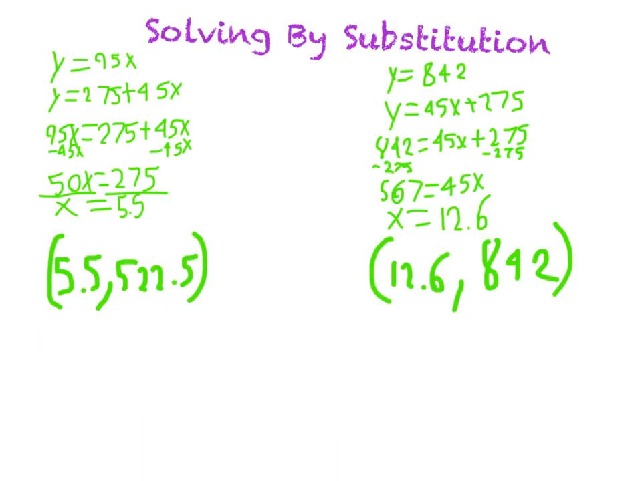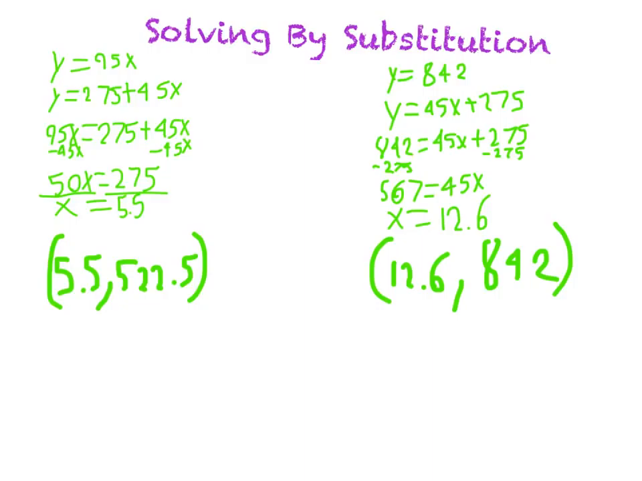X in the ordered pair shows how many days it takes for the passes to be the same. On 5.5 days, it costs the same for a flex pass and a daily pass. Also, on 12.6 days, it costs the same for a flex pass and a season pass.